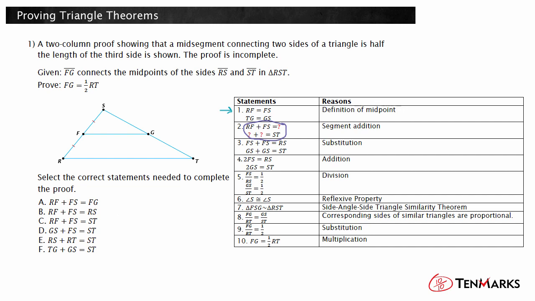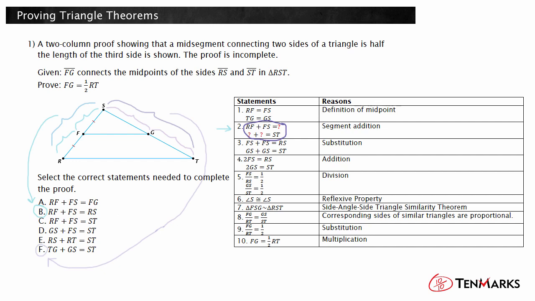Step 1 explains that the segments that the two sides are divided into are congruent since F and G are the midpoints. Step 2 has a reason of segment addition. What is the result of adding segments RF and FS? Adding segments RF and FS will give the length of segment RS. What segments can be added to get segment ST? Segments TG and GS make up segment ST.